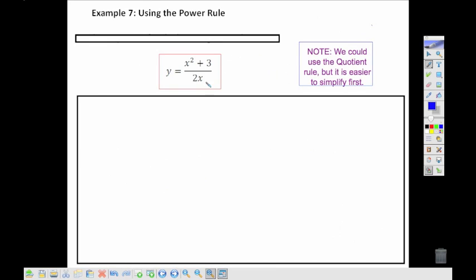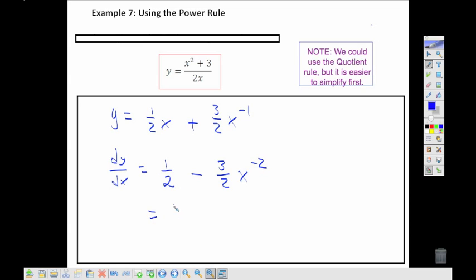In this next example, we want to be careful because this looks like something that would use the quotient rule. But a lot of times with the denominator, it would be a lot easier if we simplified it first. I could rewrite this as 1/2 x plus 3/2 x to the negative 1. dy/dx would be equal to, in the first one, 1/2. The x goes away. Now this negative 1 is going to turn this into negative 3 over 2, and we'll subtract our exponent by 1. And then we could simplify that, moving the x into the denominator.